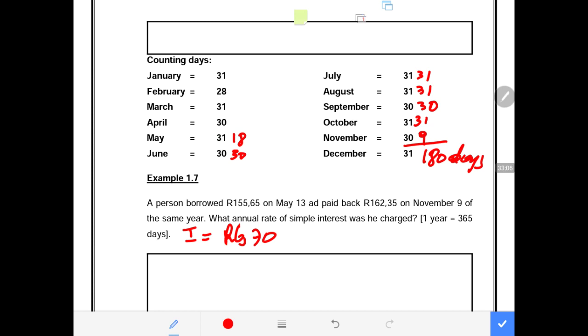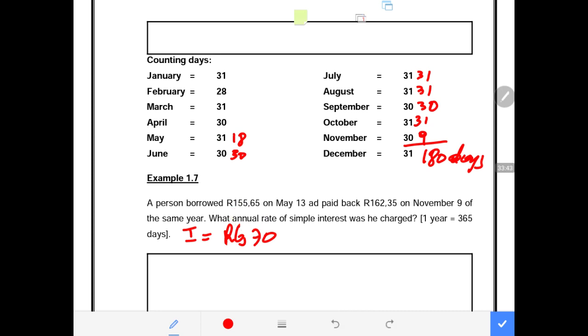Now that means our N is in days, but we need to look at the interest rate. If the interest rate is in days, then there is no problem, but if the interest rate is per annum, we need to change our N into an annual equivalent, or in the same time frame as the interest. Then the question says he paid back on the 9th of November in the same year. Therefore, take note, what annual rate of interest? Meaning the interest is per annum.